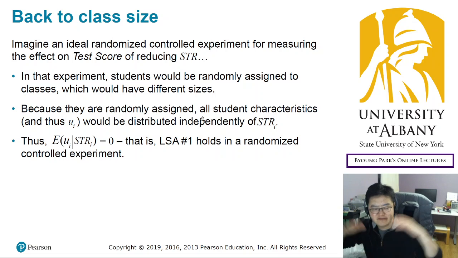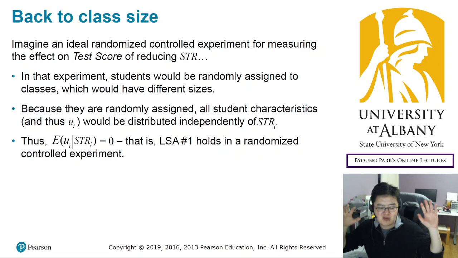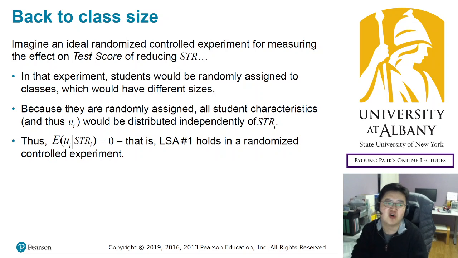Suppose that there are a lot of determinants of the test scores, and all of these determinants should not be taken into account when you assign class size. But in reality, it's not possible. In reality, the assignment is not random, and it is chosen by the student's family, and it depends on many other determinants of test scores. So this dependence, these correlations, make the problem more complicated, and especially the first assumption may be violated. This assumption is guaranteed by randomization. So you need randomization to ensure the first assumption holds.